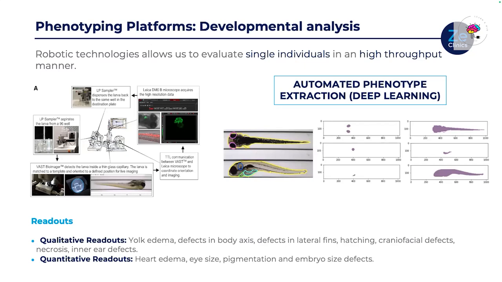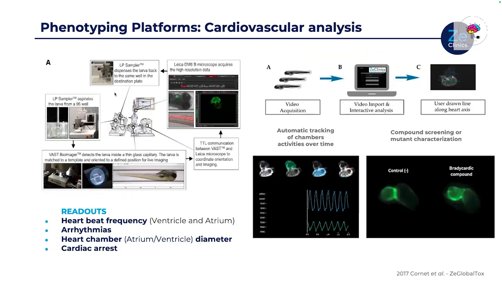So let's say it's teratogenic. We can have qualitative readouts such as yolk edema and body axis defects, but also quantitative readouts. And we can do this in a completely high throughput manner. And the interesting thing is that through this system, we can then place the larva in another well, and then we can genotype. So we can do genotype-phenotype correlation. This is just one example where we can analyze the morphometry of the fish.